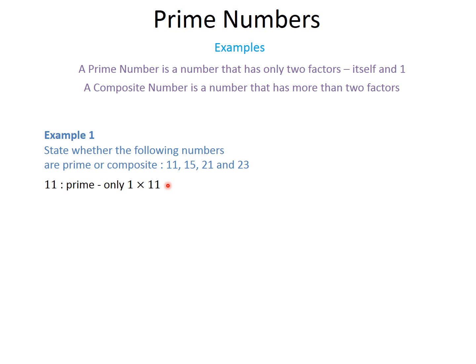If I looked in the back of the book, it would probably just say prime or composite, but we want to show why as well. Only 1 times 11 works.